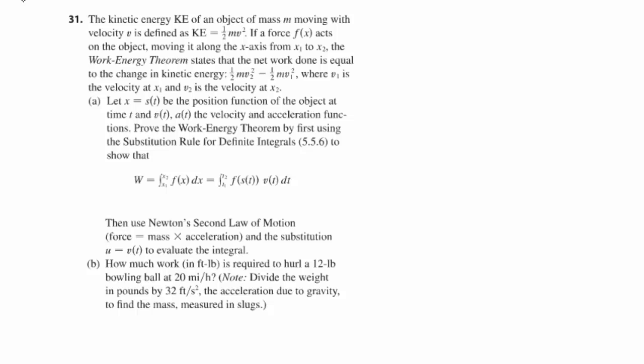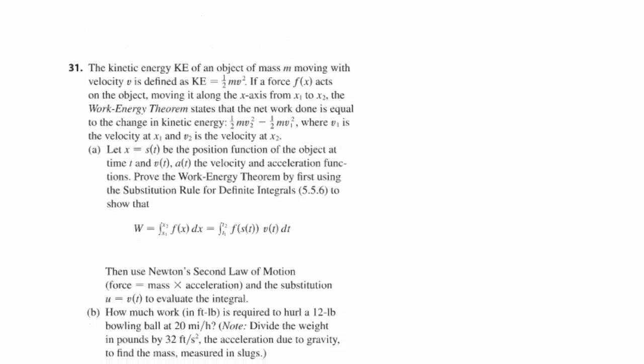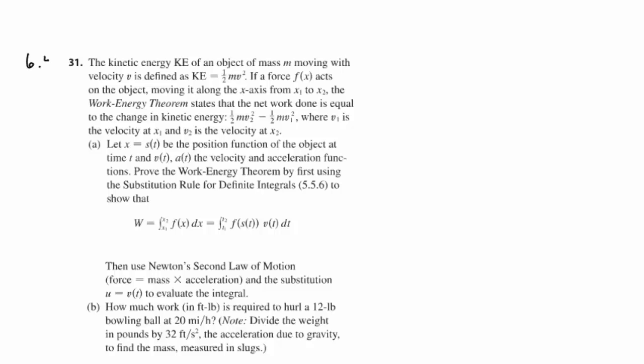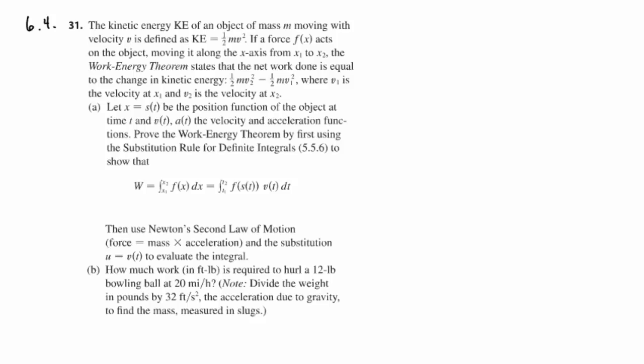Okay, so let's go ahead and talk about problem number 31 here. This is 6.4, number 31. And this is actually a pretty interesting problem involving physics. Kinetic energy of an object of mass m moving with velocity v is defined to be 1/2 mv squared. That's actually a very important formula in physics.